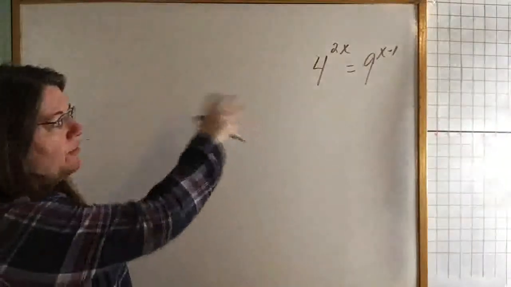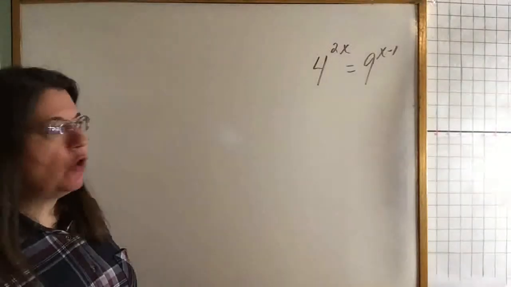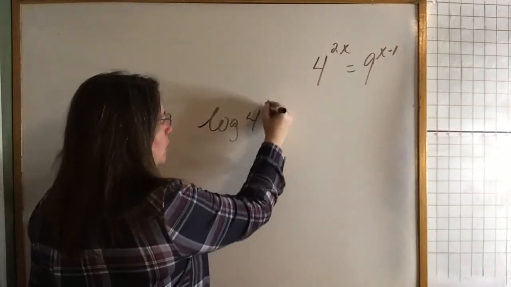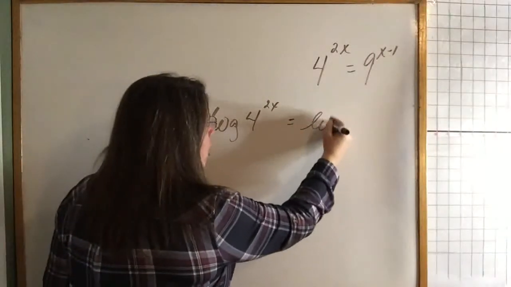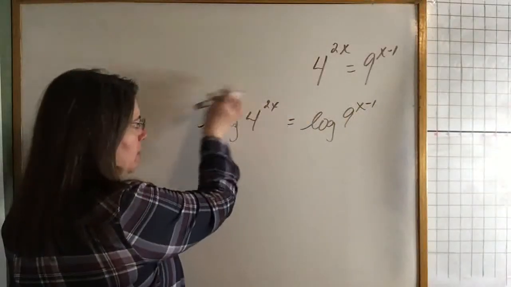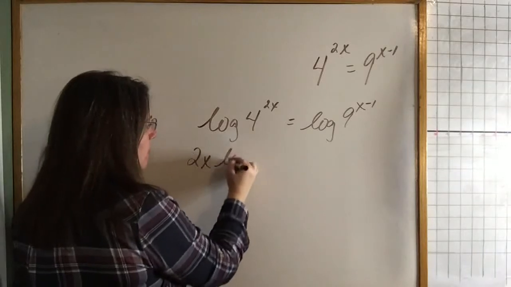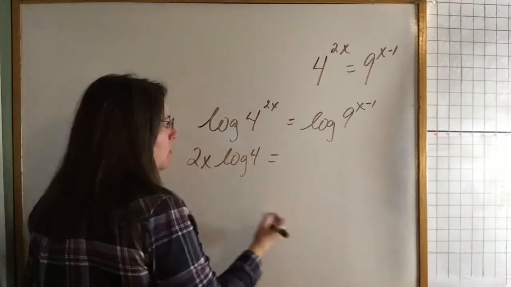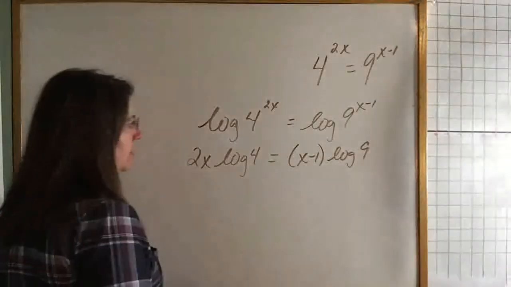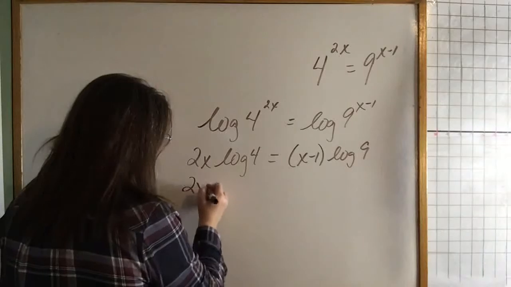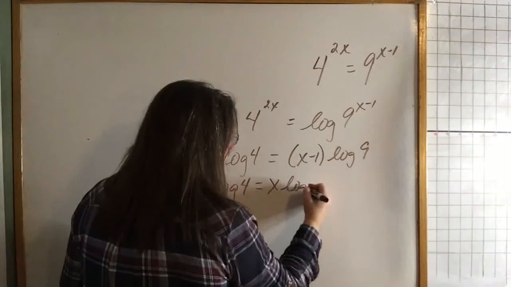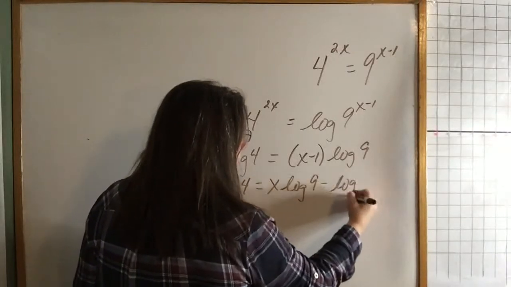0.756. Then for that last one, I'm again going to put logs in front. So on the left-hand side, I would have log 4 to the 2x equals log 9 to the x minus 1. I'm going to move the exponents to the front using my properties. 2x log 4 equals x minus 1 log 9. I'm going to distribute here. This side stays the same. 2x log 4 equals x log 9 minus log 9.